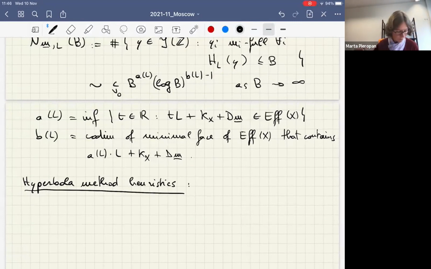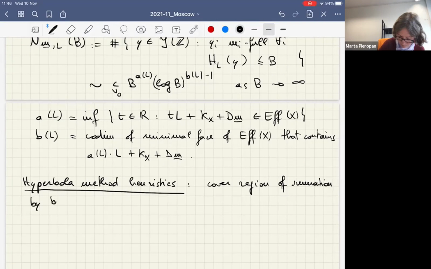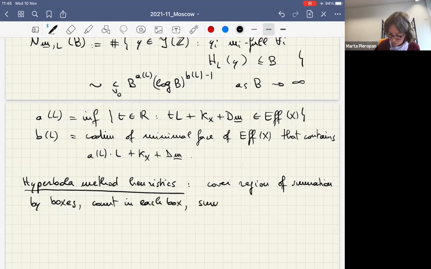And this hyperbola method more or less works by covering the region of summation by boxes, because we know how to count points in boxes very easily, but we don't necessarily know how to count points in weirdly shaped domains like the ones defined by our height. Then we want to count points in each box. And this is something that we know how to do. And then we want to sum the contribution of all the boxes.